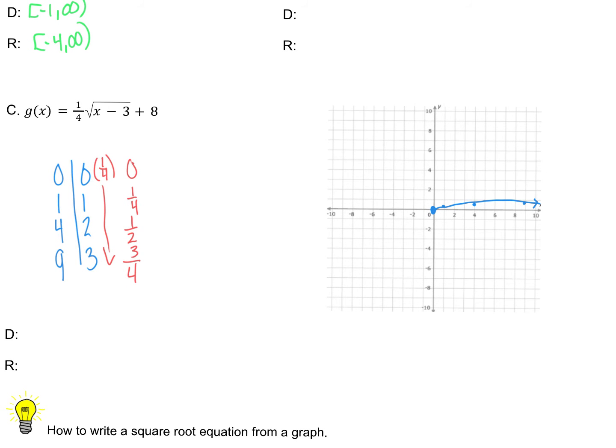So 1, 2, 3, and 1, 2, 3, 4, 5, 6, 7, 8. And close enough. So my domain for this one would be 3 to infinity. My range for this one would be 8 to infinity.